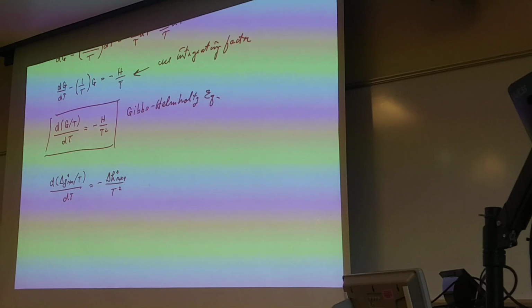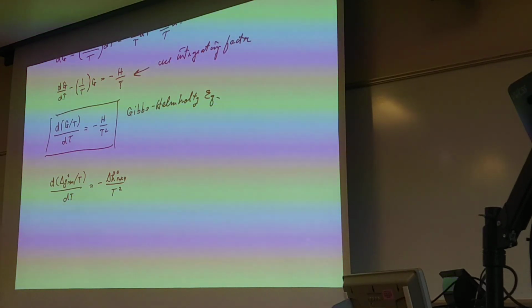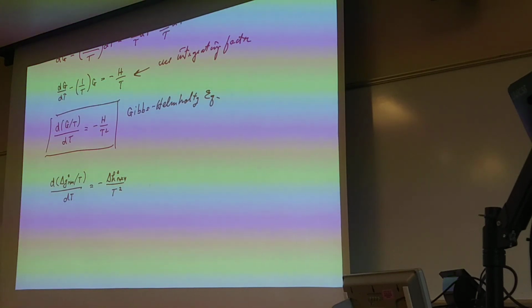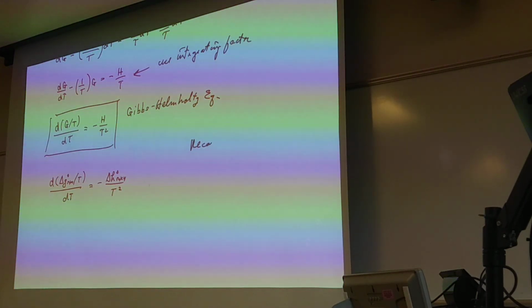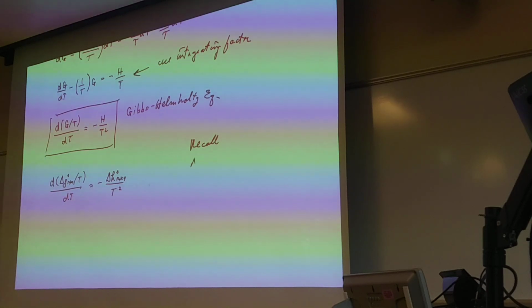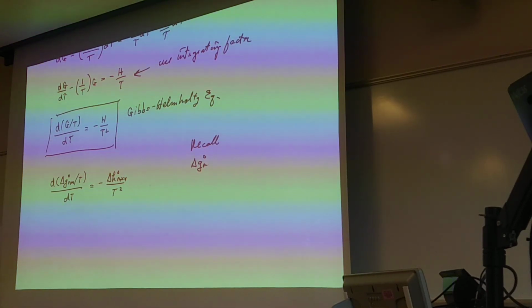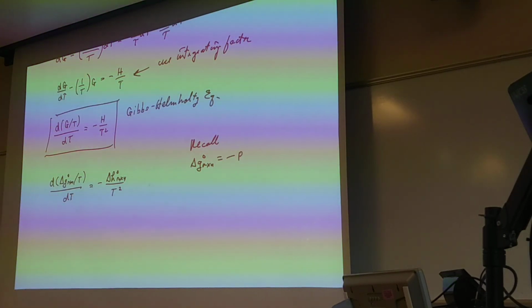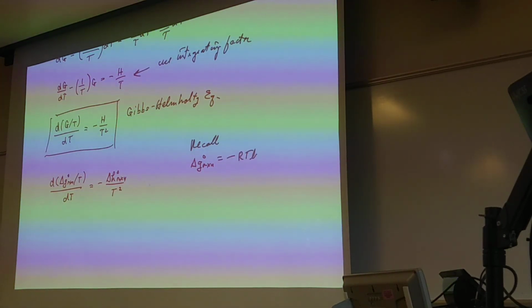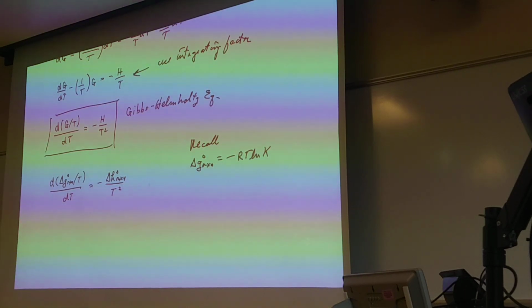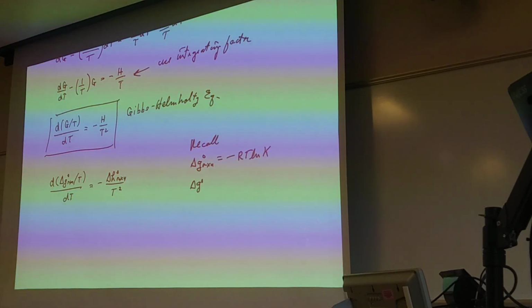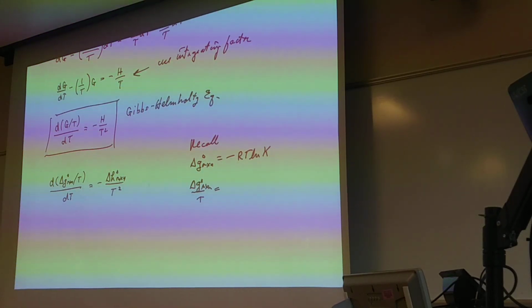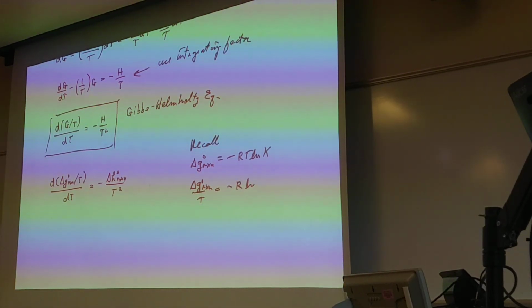Now, this is just a rewrite of the Gibbs-Helmholtz equation applied to the situation that I'm interested in. But I may recall that the standard Gibbs free energy of reaction is minus RT log K. So the quantity I want over here, delta G standard of reaction over T, is just equal to minus R log K.